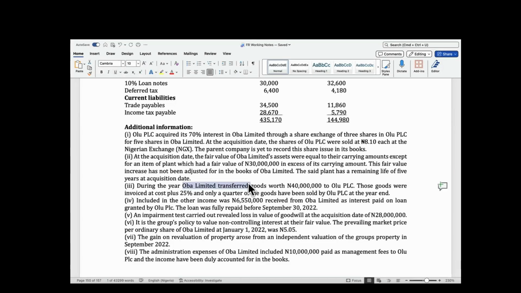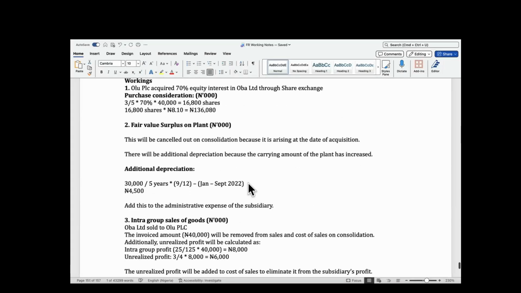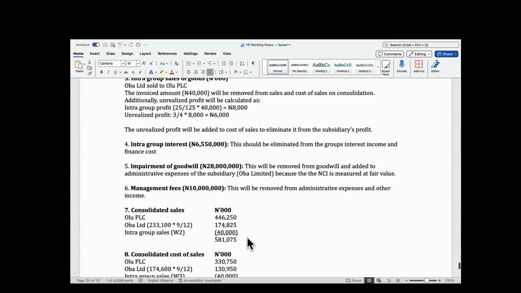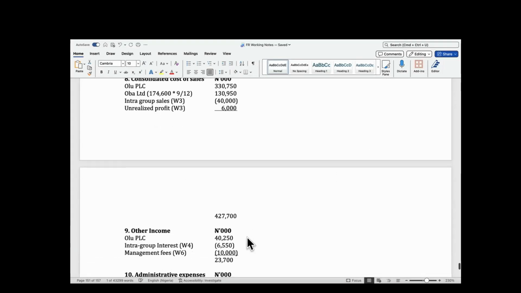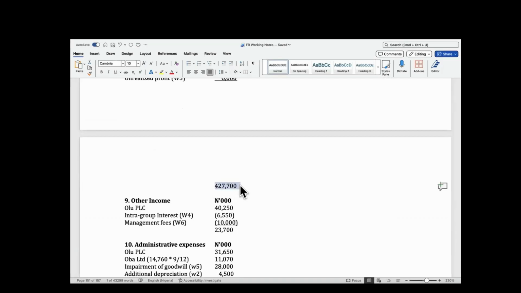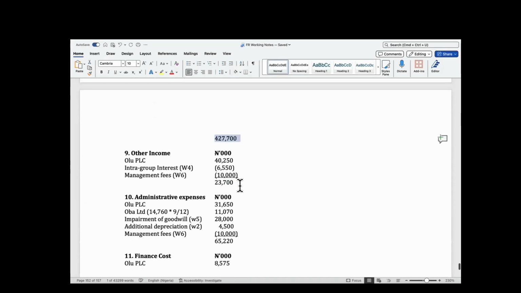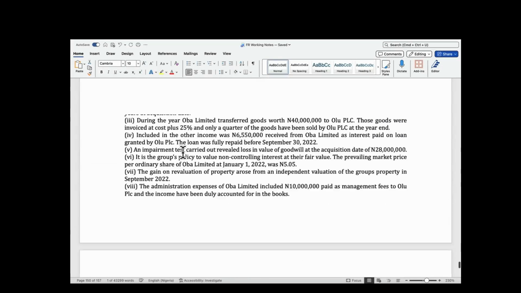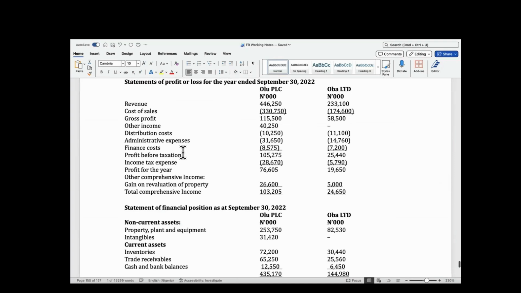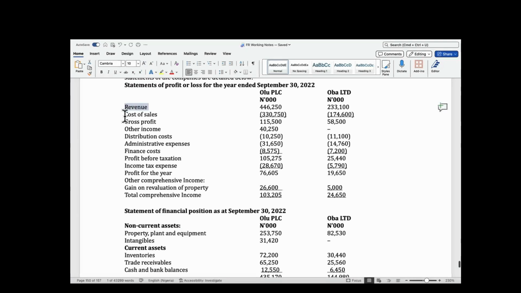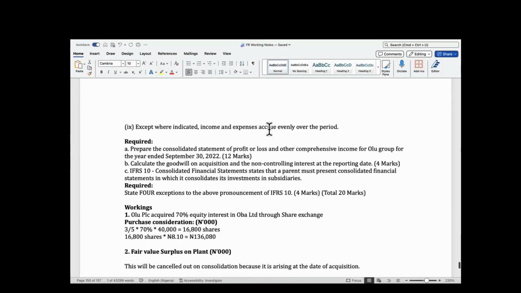Oba sold, okay? So Oba is the one that made a profit. So this is the group cost of sales. This is what we consolidate. Other income, and I'm just picking it line by line, just so you know. Line by line, I pick this, I pick this, pick this. So other income, this guy, oh look, 4250.